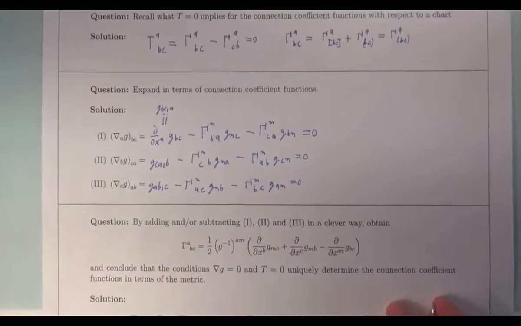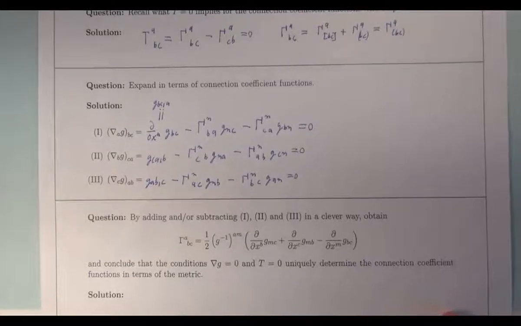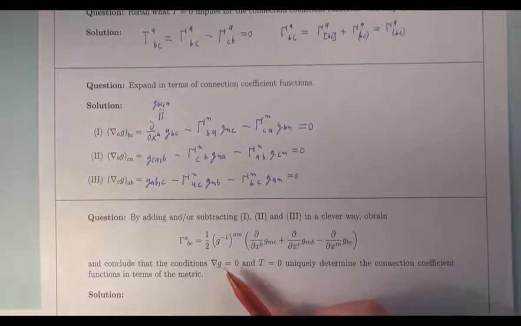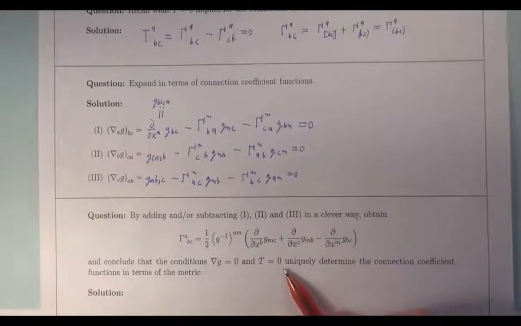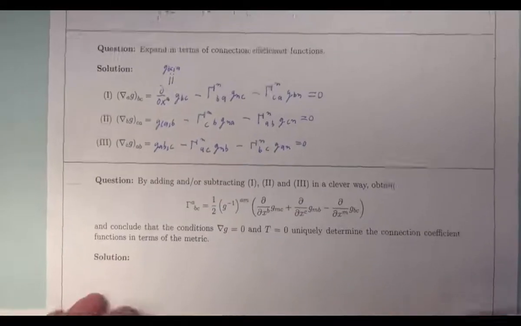By adding and/or subtracting 1, 2 and 3 in a clever way, we obtain gamma ABC equals 1/2 of G inverse AM from del of del XB GMC plus del after del XC GMB minus del after del XM GBZ. And conclude that the conditions nabla of G equals 0 and T equals 0 uniquely determine the connection coefficient functions in terms of the metric.